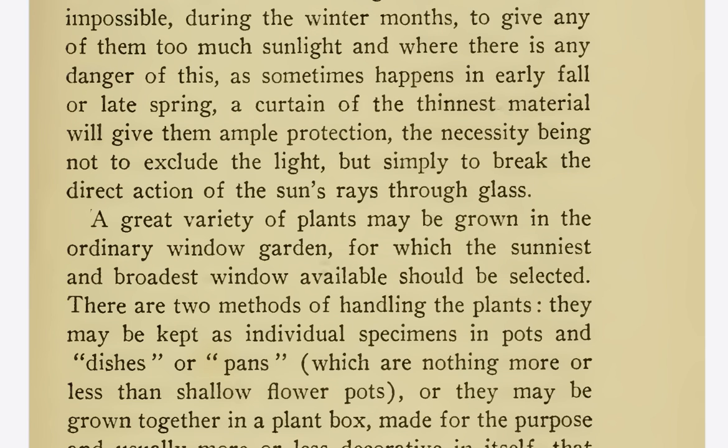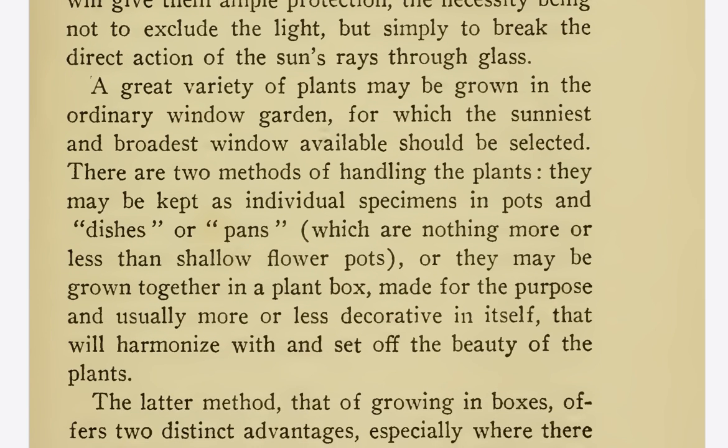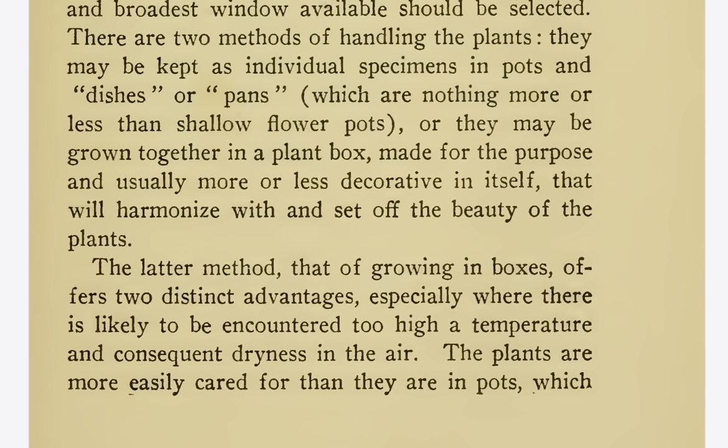A great variety of plants may be grown in the ordinary window garden, for which the sunniest and broadest window available should be selected. There are two methods of handling the plants. They may be kept as individual specimens in pots and dishes or pans, which are nothing more or less than shallow flower pots, or they may be grown together in a plant box, made for the purpose and usually more or less decorative in itself, that will harmonize with and set off the beauty of the plants.